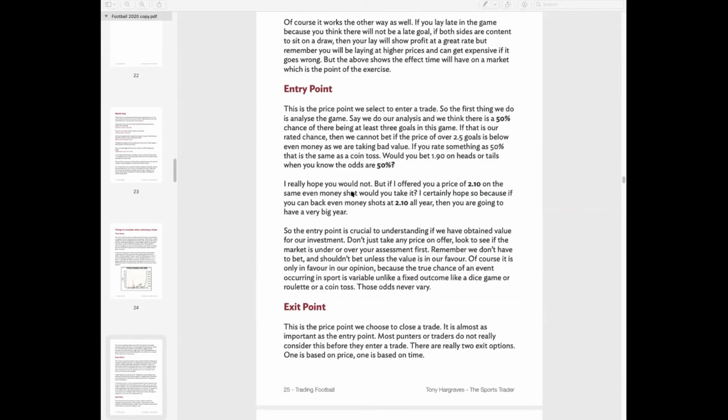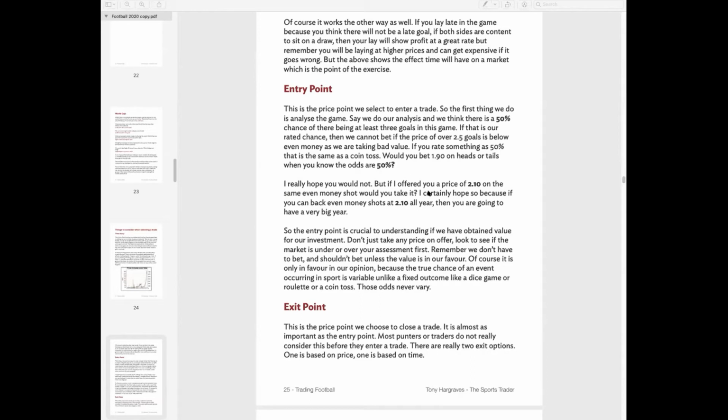So looking at the entry point, this is the price point where we're going to enter the trade. So we've done our analysis on the game. We think there's a 50% chance of there being 3 goals. So if that's our rated chance, we cannot bet if the price of over 2.5 goals is below even money, because we're taking bad value. So if you rate something as 50%, that's the same as a coin toss. So would you bet 1.9 on heads or tails when you know the true odds are 50%?